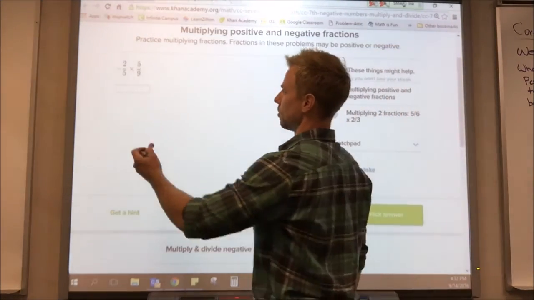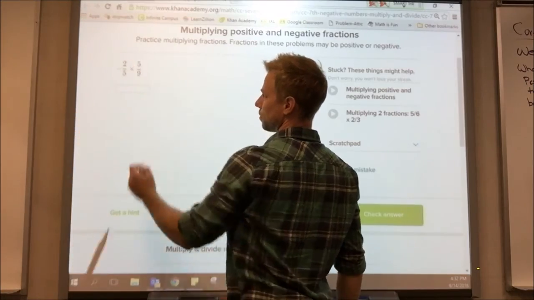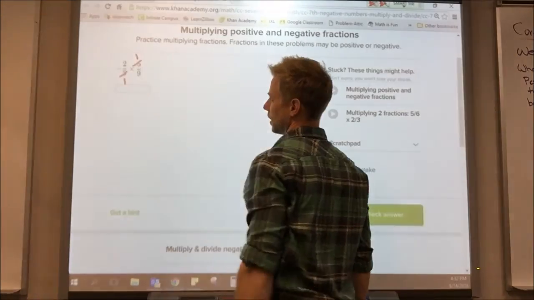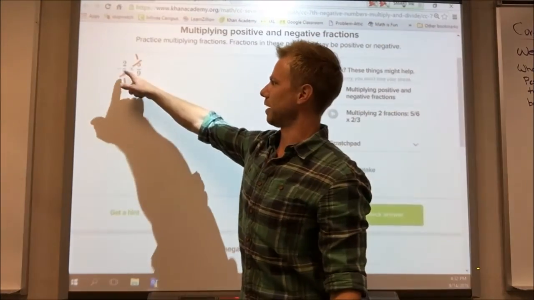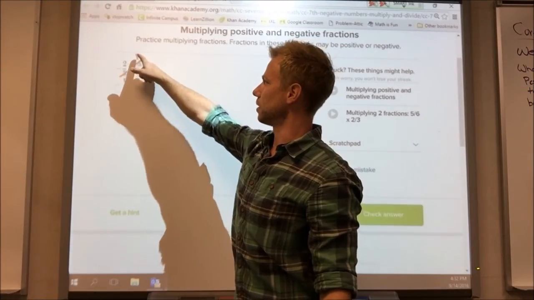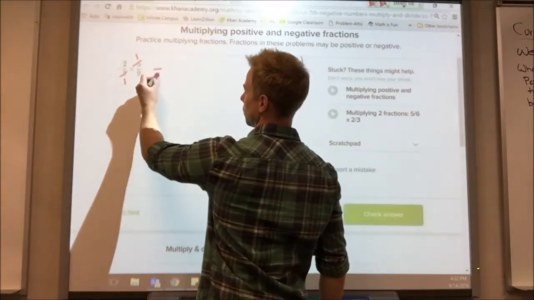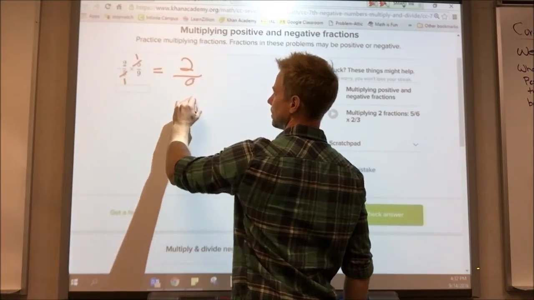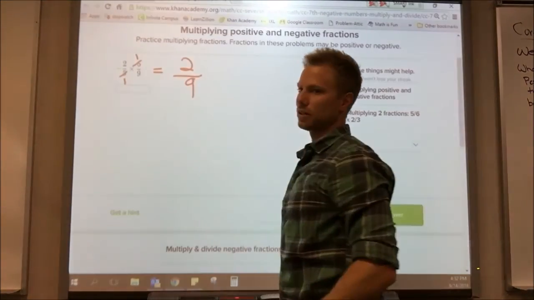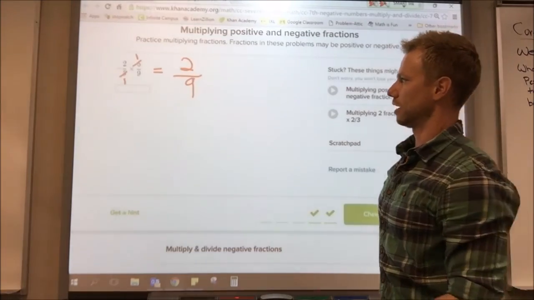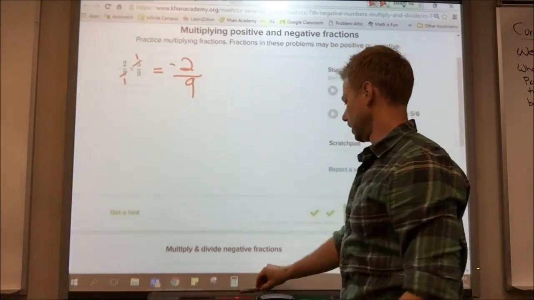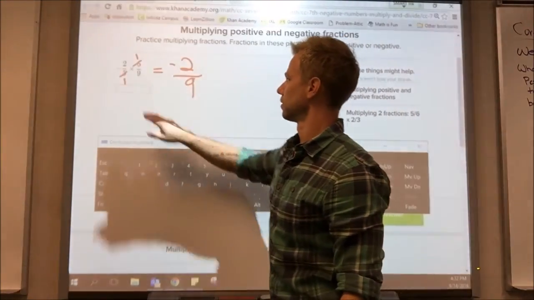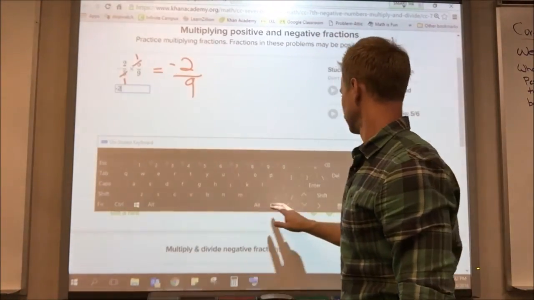For example, on this problem, I see a 5 on the bottom and a 5 on the top. I can cancel those 5s and they become 1s, because 5 divided by 5 is 1. Now I can multiply straight across. 2 times 1 is 2. 1 times 9 is 9. A negative and a positive, they're unlike, gives us a negative. So our answer is going to be a negative 2/9.